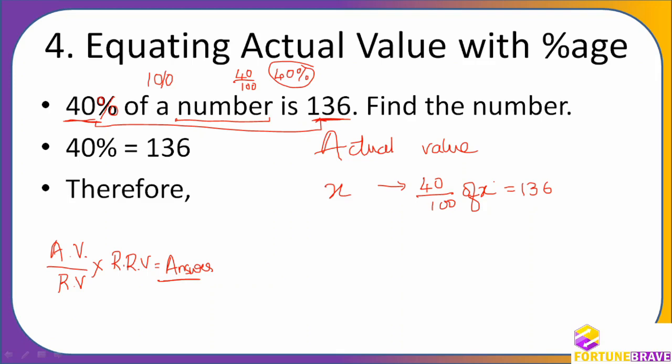This is how traditionally we used to solve it. And then what we'll do, we'll take out this, and then we'll write 4 by 10 into x is equal to 136. Therefore, x is equal to 136 divided by 4 into 10. So this is how you used to solve it, right? So these are the three lines.